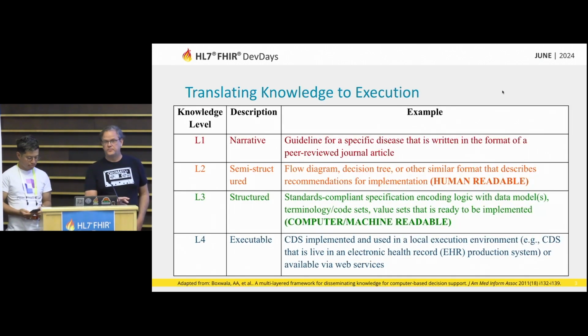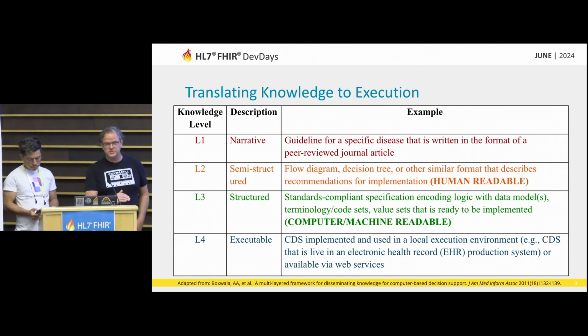So we've been working on, if you're familiar with the Clinical Practice Guidelines Implementation Guide, it's an approach to representing practice guidelines in computable form, specifically as FHIR and CQL resources. One of the ways that we approach that problem is by looking at knowledge representation in terms of levels. So level 1 is narrative content. This is unstructured text. It's dense. It's typically the way that clinical practice guidelines are published today.